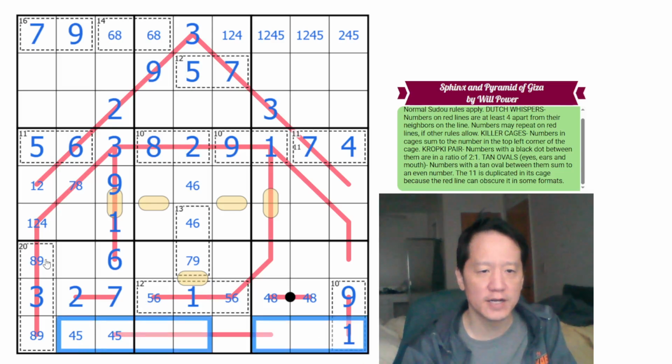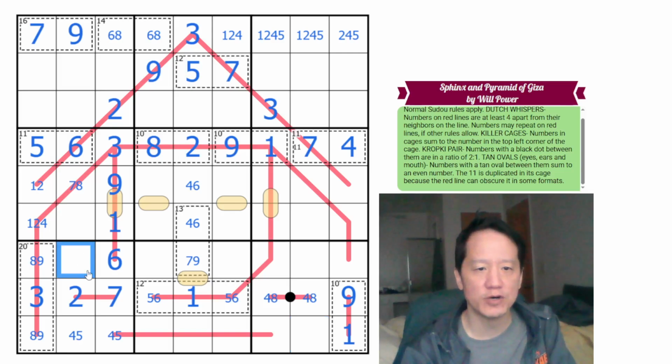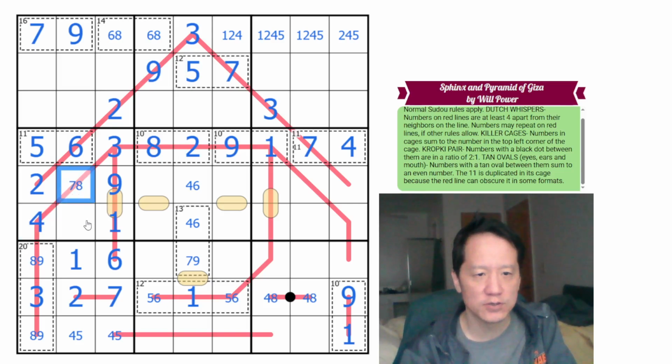Cannot be 1, cannot be 3, 8, and 9, can't be 2, 7, couldn't be 6. It had to be 4, 5. Therefore, where's the 1 in this box? It has to specifically be here. This can't be 1, therefore it must be a 2. This can't be 1 or 2, so it must be a 4. So 4 can only be next to 8 out of 7 or 8 on the Dutch Whisper line. So this is an 8, which makes this a 7.